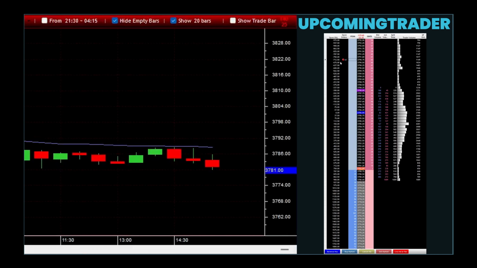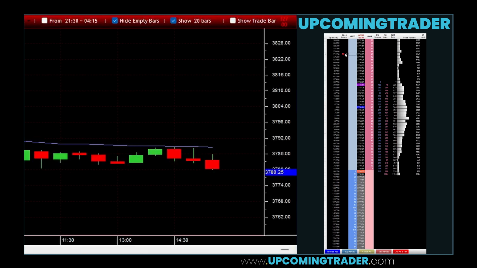The Downside Tasuki Gap is a continuation pattern observed in a downtrend. It is identified by a specific formation on the candlestick chart, suggesting the continuation of the ongoing bearish trend. The pattern consists of 3 key candles. The first 2 are black or red candles, which show a continuation of the downtrend with a gap between them.